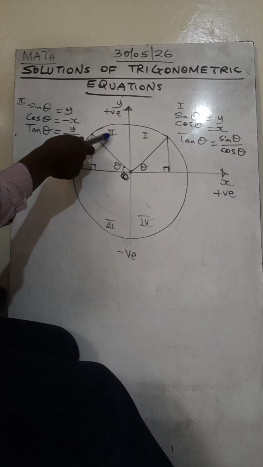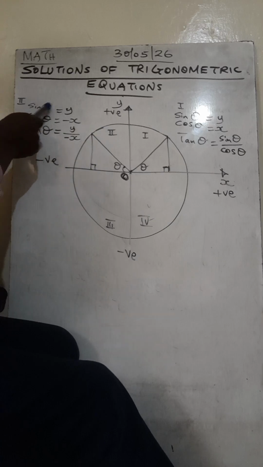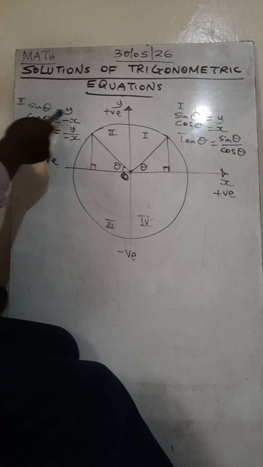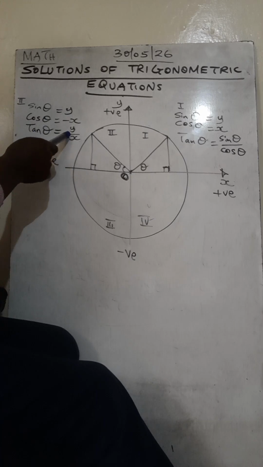So in this quadrant, the second quadrant, the value of sine is going to be a positive value, but the value of cosine is a negative value. The value of tangent is also a negative value because of this.